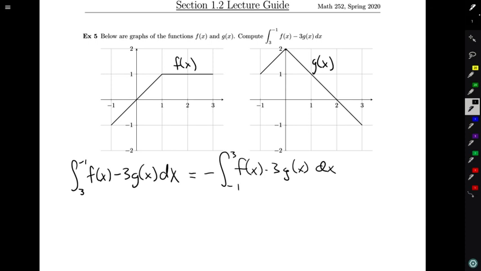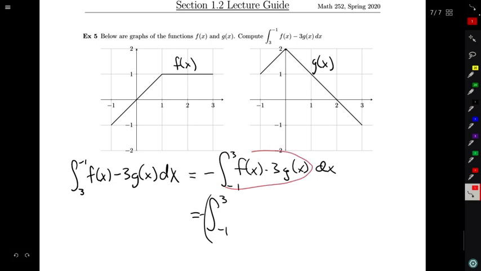So we're a little bit closer now, but we want to talk about areas under f and g rather than areas under f minus 3g. So we'll keep this integral here from minus 1 to 3. But what we want to do is recognize that f minus 3g is the same as f plus minus 3g. So we want to break up this integral into two different pieces here: one where we're integrating f, one where we're integrating minus 3g.